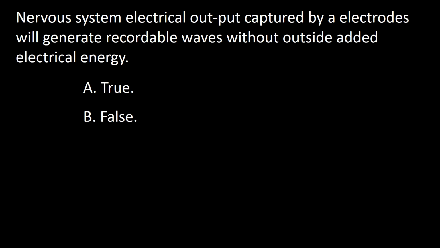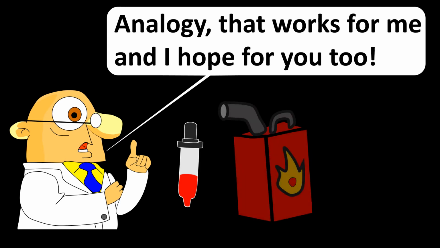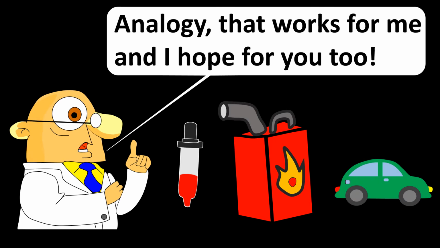Next question. Nervous system electrical output captured by electrodes will generate recordable waves without outside added electrical energy. A, true. B, false. To answer this question, I will use an analogy that works for me and I hope it works for you. This analogy has three actors: a dropper half full of gas, a gallon of gas, and a car.